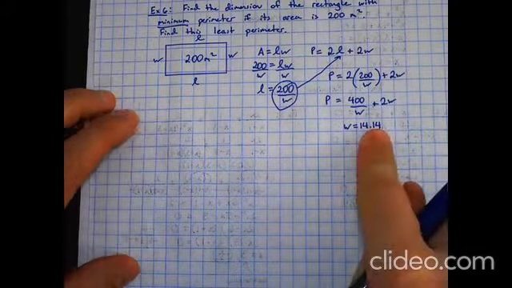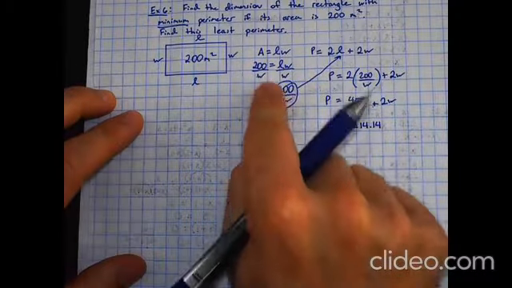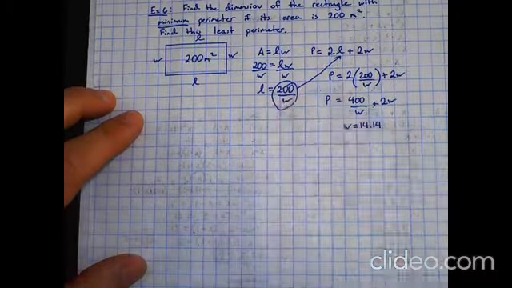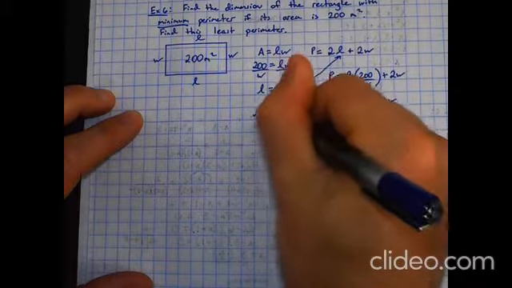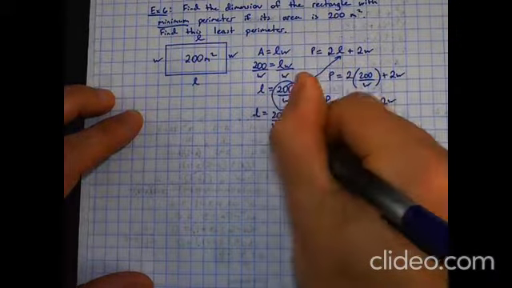Plug that back in to the equation up here. So L is going to be 200 divided by 14.14.